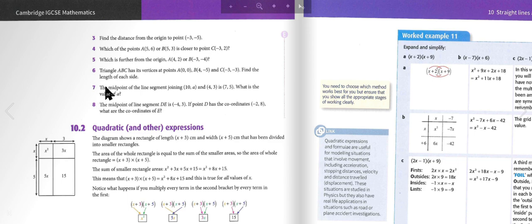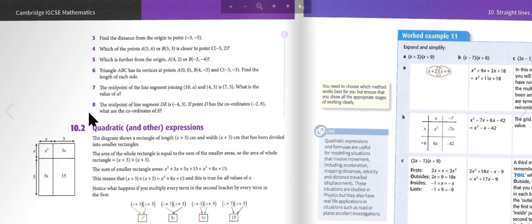Question 7. The midpoint of the line segment joining (10, a) and (4, -3) is (7, 5). What is the value of a? So you just need to calculate. So what is 5 minus 3? Well, it is 2. What is 2 plus 5? It is 7. The answer is 7. For the x coordinates, the average of 10 and 4 is 14 over 2, which is 7.